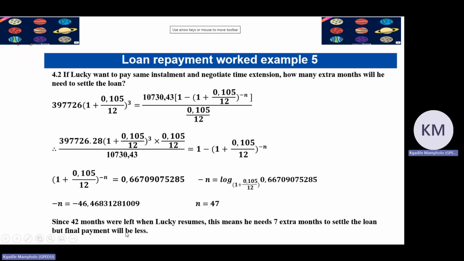This means it's 47. Since you are left with 42 months, this means he needs not 7, he needs 5 extra months, not 7. You need 5 extra months because you're left with 42. So the time will be extended by 5 months to settle the loan, but the final payment will be less because it was not exactly 47, it was 46.4683 and so on.